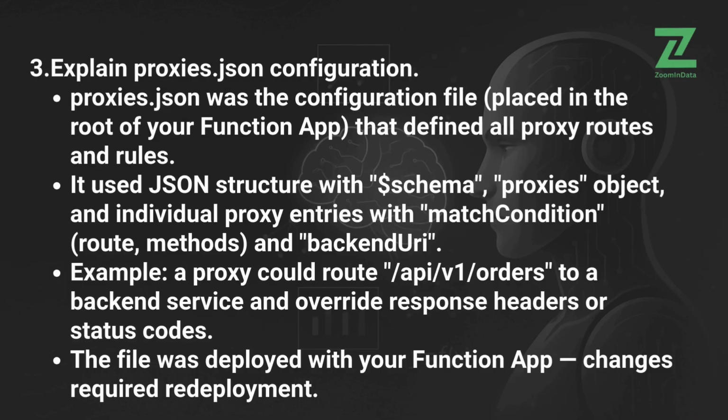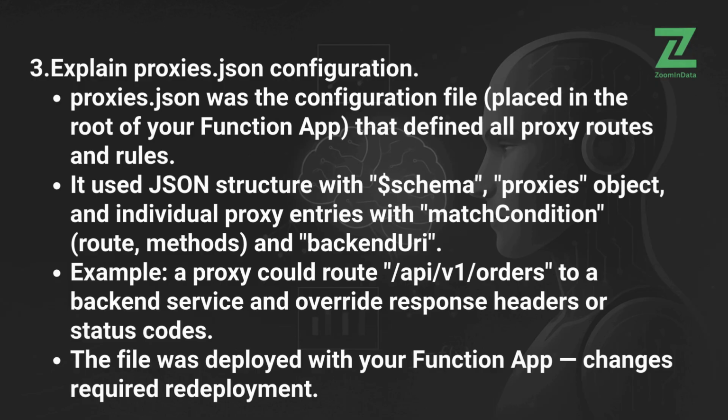Explain proxies.json configuration. proxies.json was the configuration file, placed in the root of your function app, that defined all proxy routes and rules. It used a JSON structure with $schema, a proxies object, and individual proxy entries with match condition, route, methods, and backend URI.